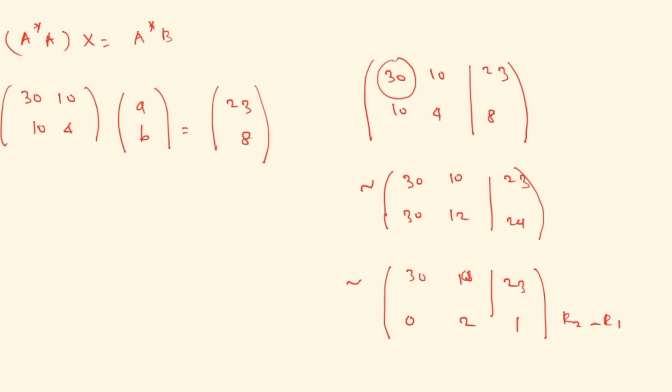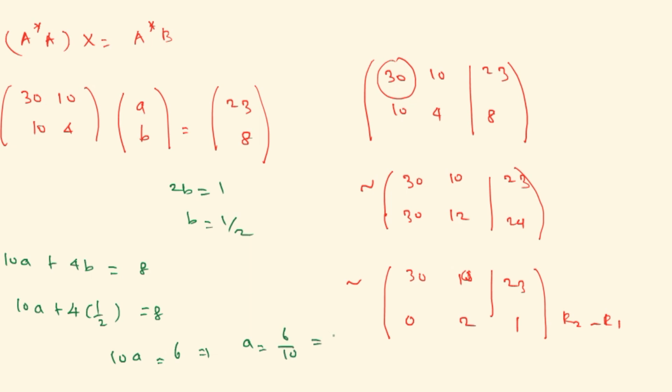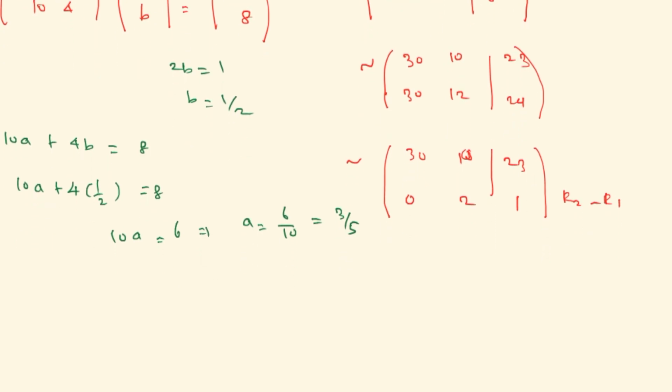So by back substitution, we get 2b equal to 1, b equal to 1 by 2. Now take the second equation, 10a plus 4b equal to 8. So 10a plus 4 into 1 by 2 equal to 8. So 4 by 2 is 2. Bringing 2 to the right hand side, 8 minus 2 is 6. So 10a equal to 6, which implies a equal to 6 by 10, that is 3 by 5.